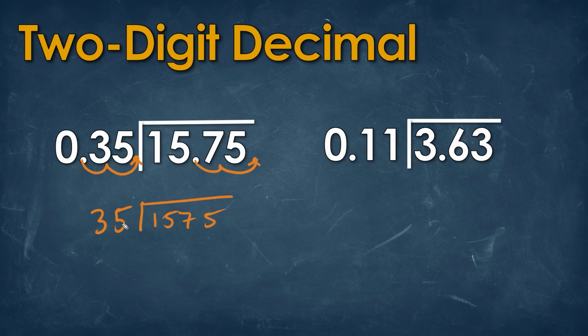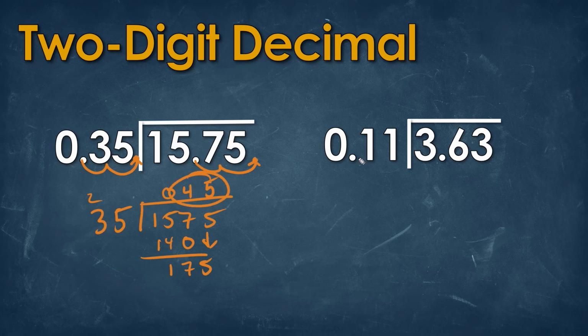So how many times does 35 go into 15? Well, that's going to be 0. How about 157? That's going to be 4 times. So if we do the math, we're going to have 140. And that's going to give us 17. And if we drop down the 5, that is going to go in 5 times. So the answer is 45.